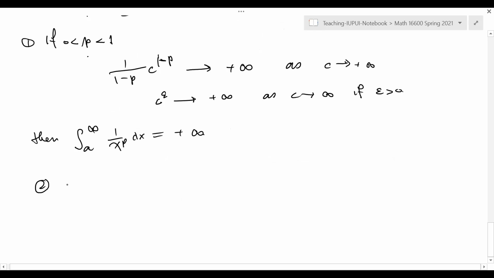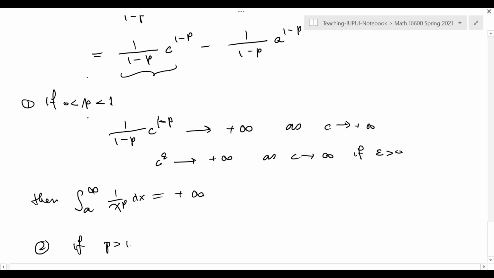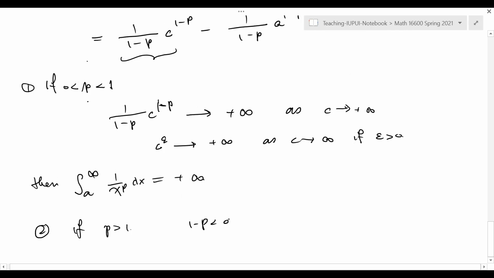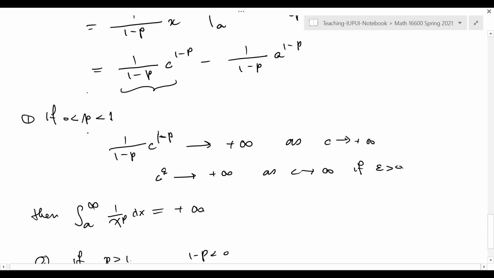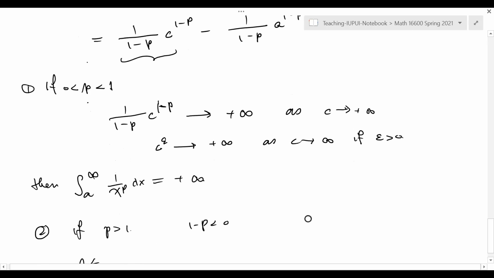The second case is if p is greater than 1. If p is greater than 1, 1 minus p is negative. So this integral above, I'm going to rewrite it in a slightly different way.